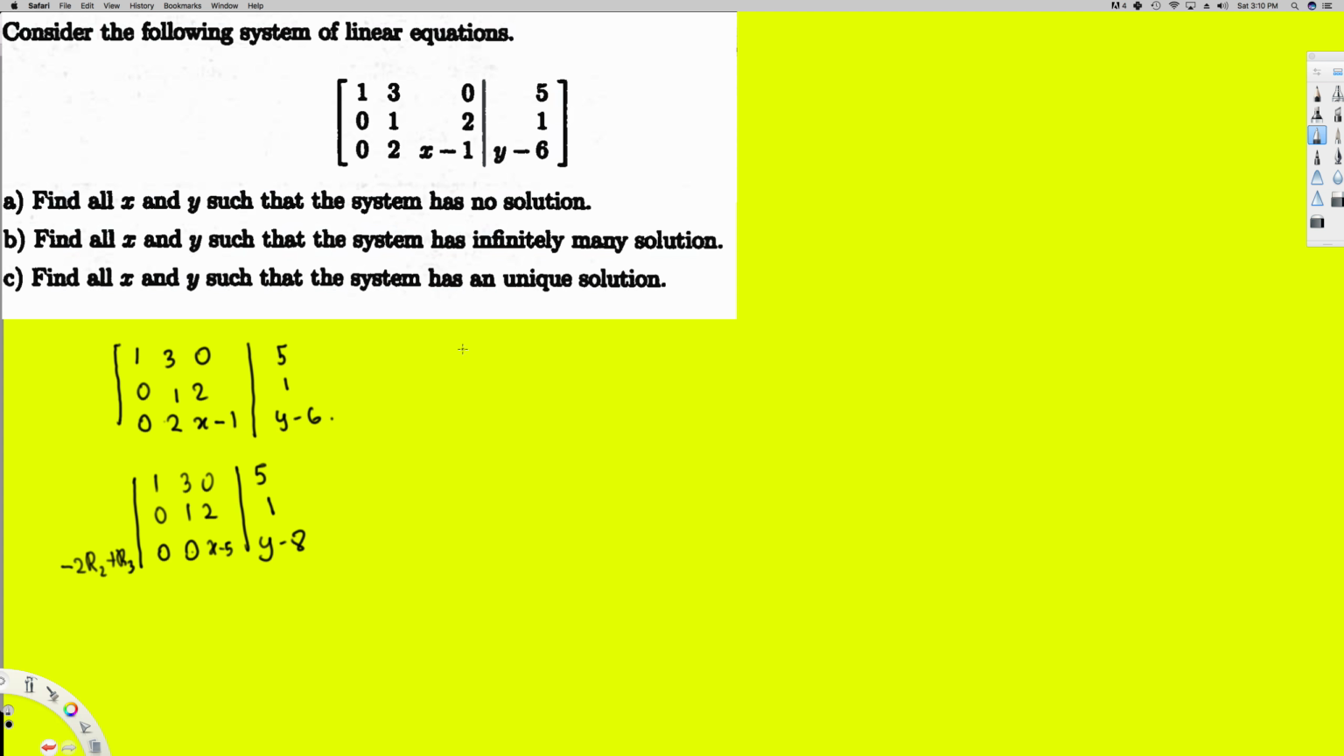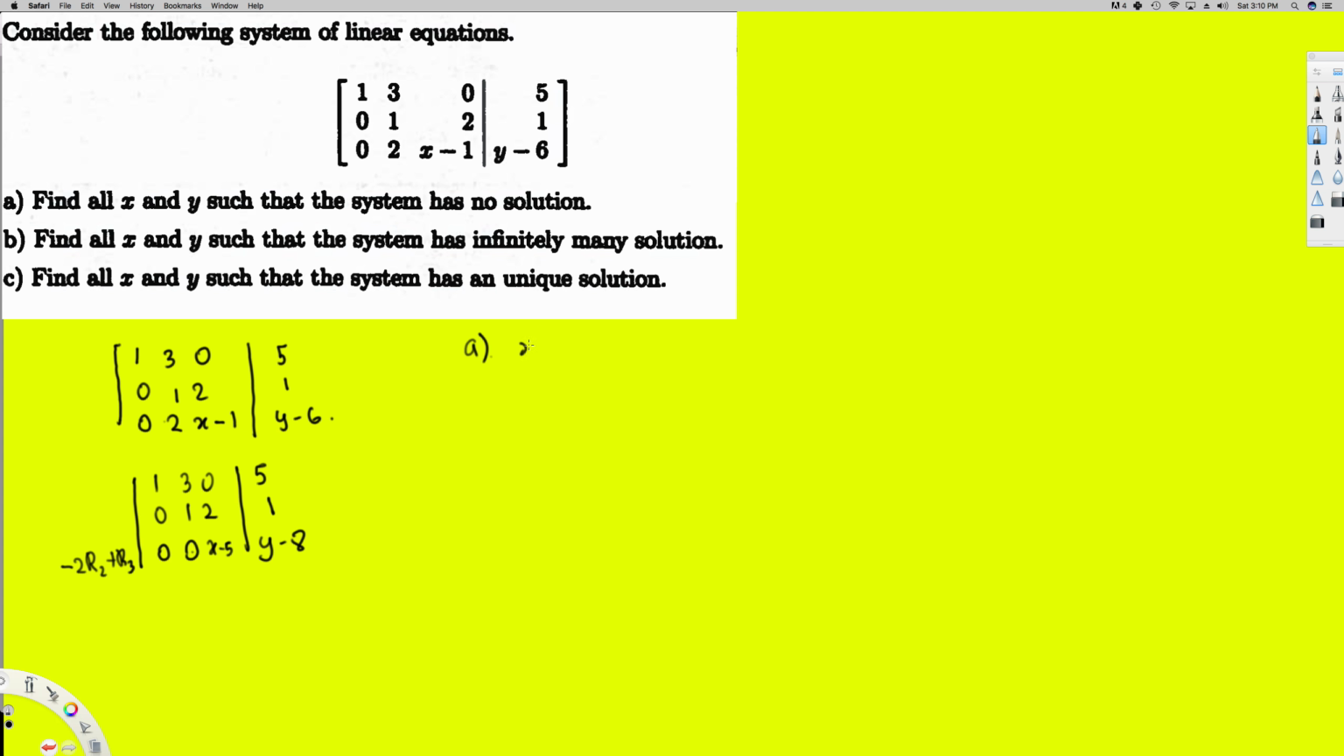So we can now determine what numbers will make these kinds of situations. First let's go to A. A is asking, find all x and y such that the system has no solution. In order to have a system with no solution, we have to have a row that is 0 0 0, and in this column, it has to have a number. So 0 0 0, a number. What numbers will make that kind of situation? In this case, if I put x equal to 5, this will make this one 0.